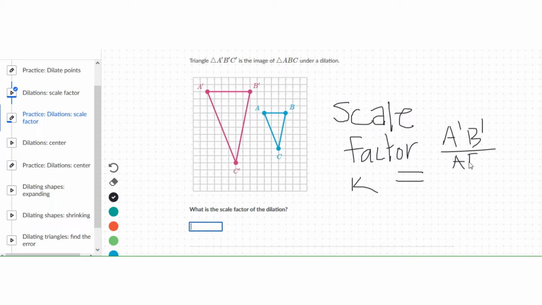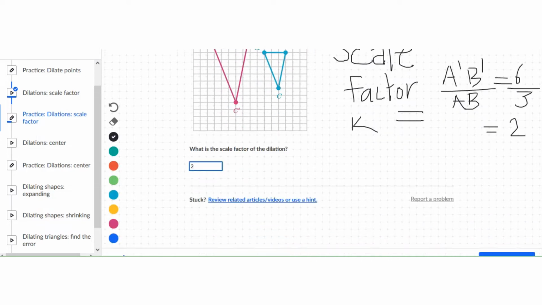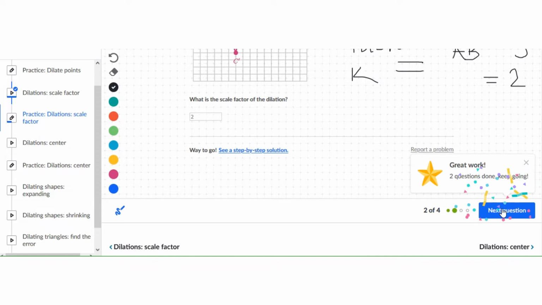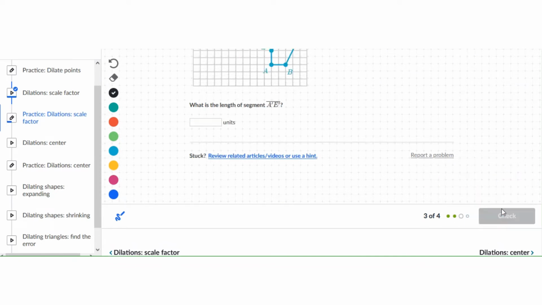So let's count the squares and see how much it is. So 1, 2, 3, 4, 5, 6. So on the top you have 6. And bottom you have 1, 2, 3, 3. So 6 divided by 3, that is 2. So the scale factor is 2. So we can say that the triangle has become double its size. So that's 2. Now you can also check your answer. Correct. And then you move to the next question.